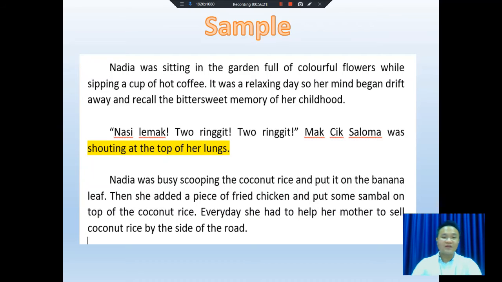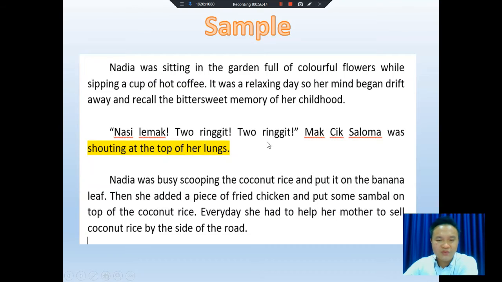So we look at the first one here. Nadia was sitting in the garden full of colorful flowers while sipping a cup of hot coffee. So it was a relaxing day, so her mind began to drift away and recall the bittersweet memory of her childhood. And this is flashback. So we are using the technique known as flashback.